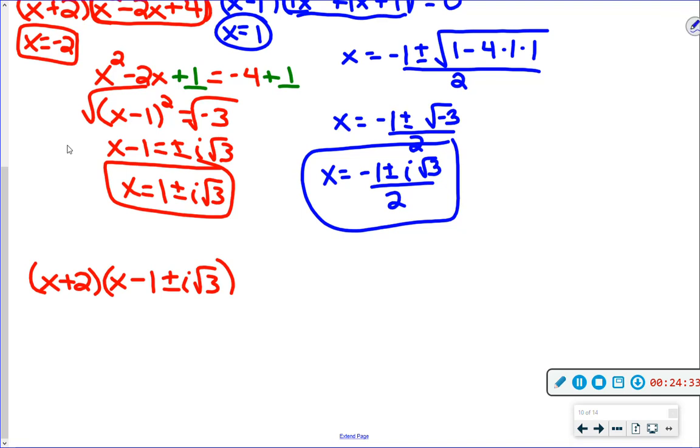Then I'm on the blue ones now. So 1 was our first blue answer. Its factor, of course, x minus 1.